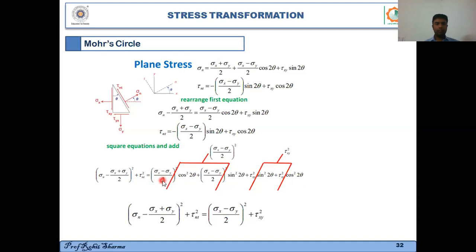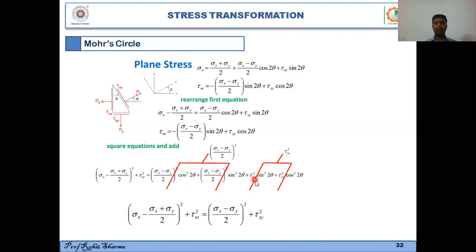So this is the equation: ((sigma x minus sigma y)/2)² cos² 2θ plus ((sigma x minus sigma y)/2)² sin² 2θ plus tau xy² sin² 2θ plus tau xy² cos² 2θ. What you can do is take ((sigma x minus sigma y)/2)² common from this equation. So what will remain is cos² 2θ plus sin² 2θ, which is equal to 1.